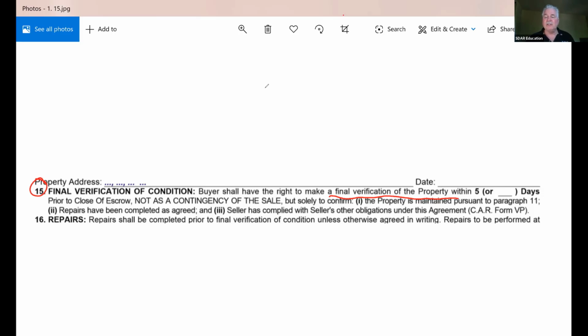So 5 days is the default language, and that is when? Prior to the close of escrow, okay? So prior to closing, not after closing. Now, what happens from there? This is important. It is not a contingency of the sale. So if it's not a contingency of the sale, then what's the purpose behind it? Well, the answer is that we don't really want to make it a contingency because then it becomes a renegotiation. But we want the buyer to give the seller notice of anything that they find that isn't right.